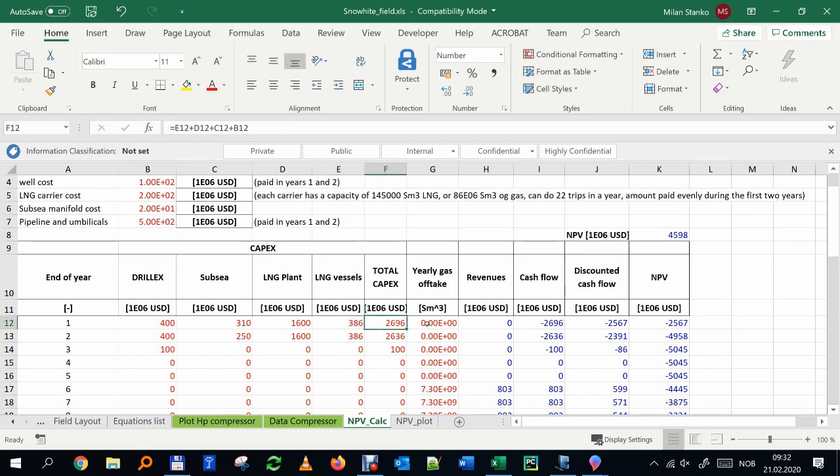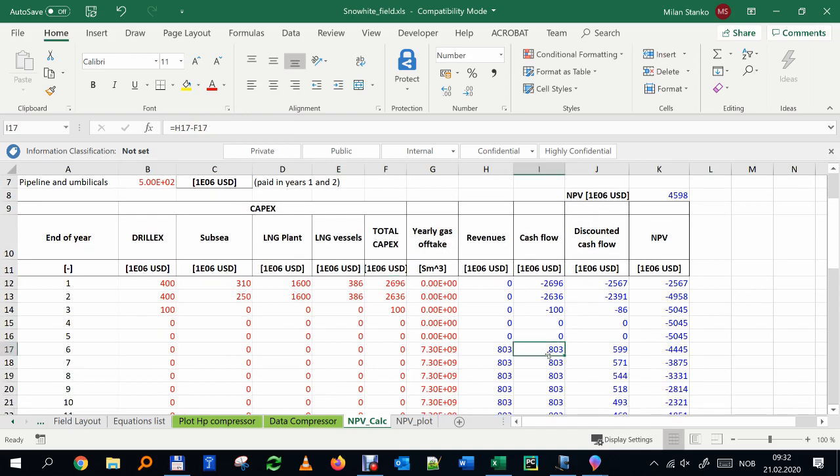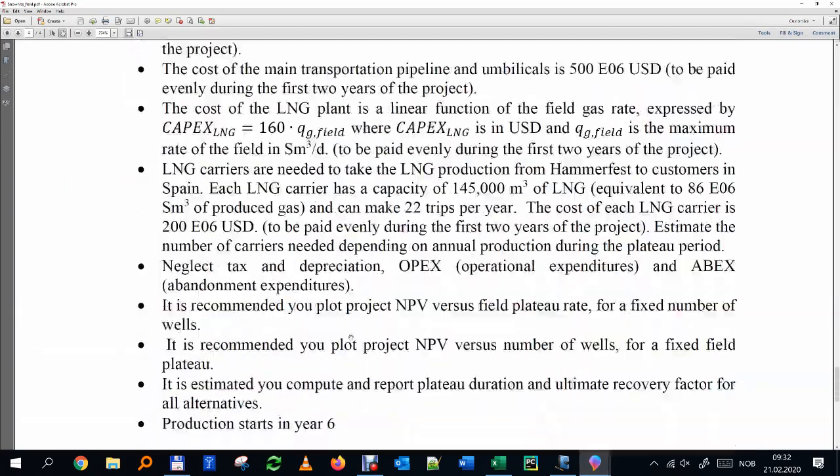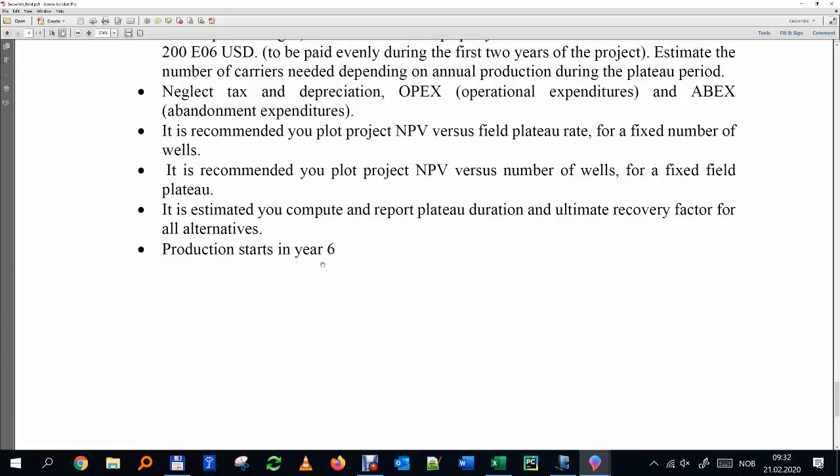Sum all the expenses, sum all the revenue. Initially I don't have any revenue, but I start getting it from year 6. That was something also I forgot to show you last time, that we're making the assumption we start production in year 6.